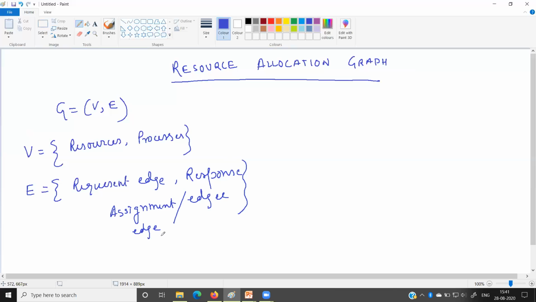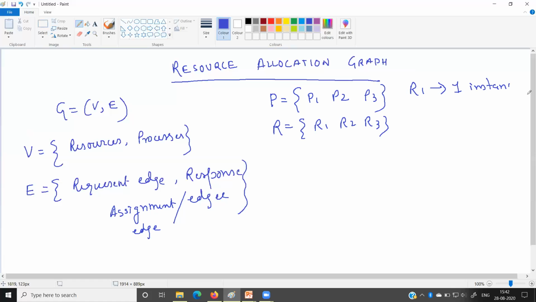Now let us analyze some problem. So consider there is a set of processes P, and they are P1, P2 and P3. There is also a set of resources R, which is R1, R2 and R3. Now the thing is that R1 has one instance. This is very important. The resource R1 has one instance. As I have already discussed, what do you mean by the instance?